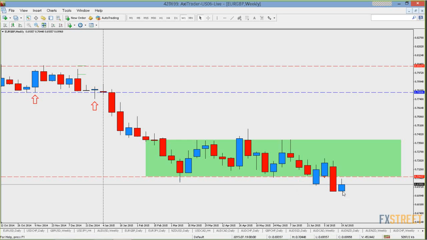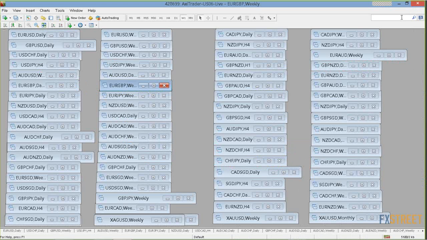So what we have here is a situation where this could be a lovely looking setup, a great place to get in on essentially a breakout, and it could really go. So I like that one, Abdul.